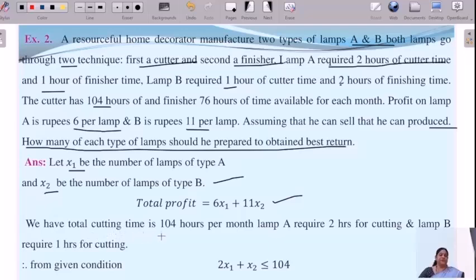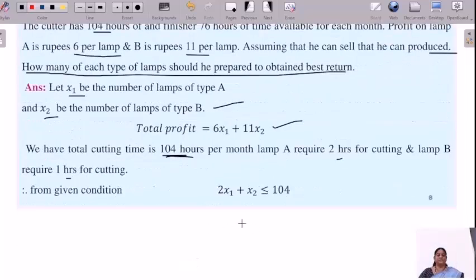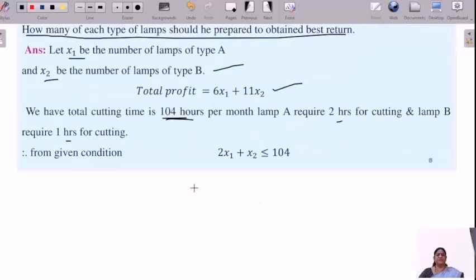We are given that the total cutting time is 104 hours per month, and lamp A requires 2 hours for cutting and lamp B requires 1 hour. Therefore, the constraint is 2x1 plus x2 less than or equal to 104, because the total cutting time is 104 hours in the month.